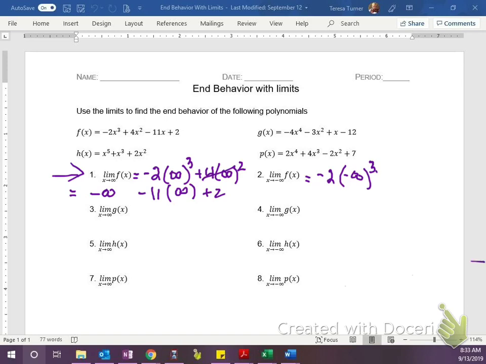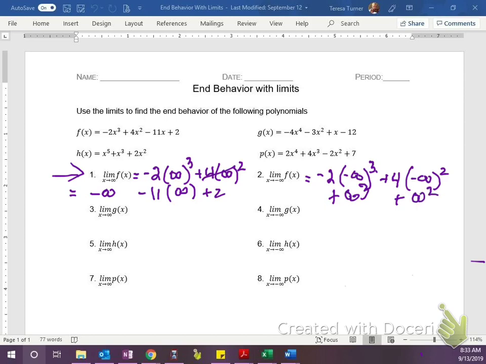So then the next part is plus 4 times negative infinity squared. Well, negative squared is positive, so we're very, very positive, right? Because we multiply the negative times the negative. So this is positive infinity cubed. This is positive infinity squared.